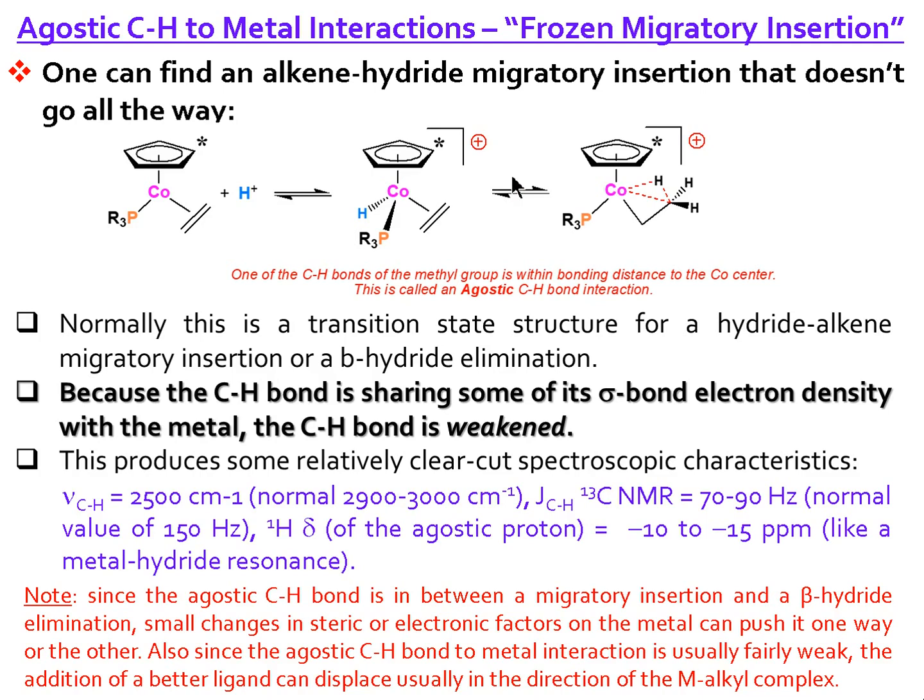Since the agostic bond is intermediate between the migratory insertion and the beta hydride elimination, we have electronic and steric factors that can favor one of these directions. For example, if we use a specific ligand L, we favor the migratory insertion and avoid the beta hydride elimination, and in this case, we could not observe the agostic CH bond.